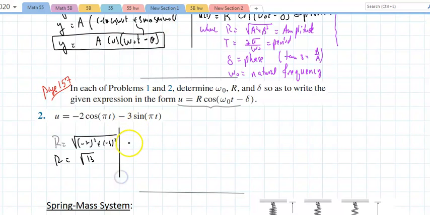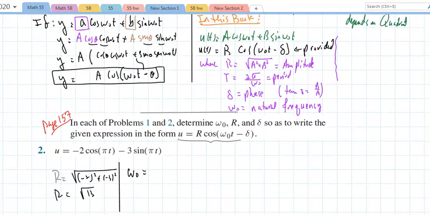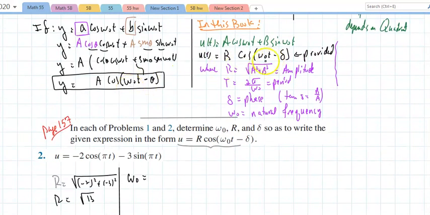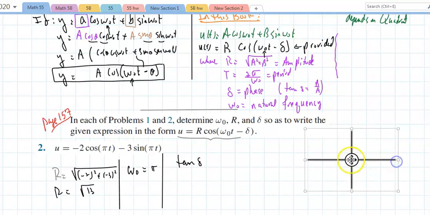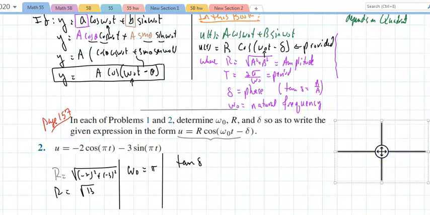If I look at omega naught, well, omega naught is simply right there. That would be pi in this case. Again, really simple. And if I look for tan of delta, well, it's crucial that you plot the point, just like you did back in the days in trigonometry. It's crucial that you graph where you think this is.